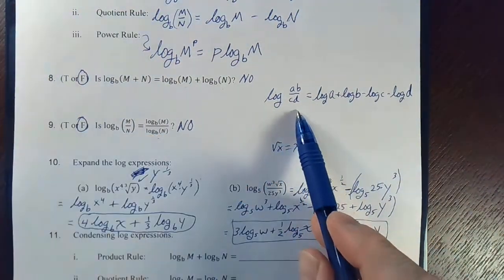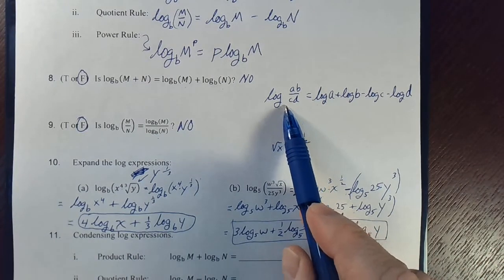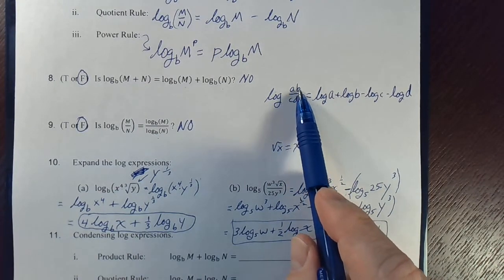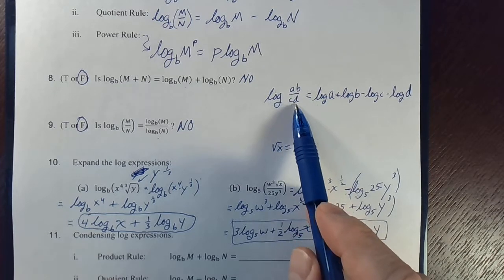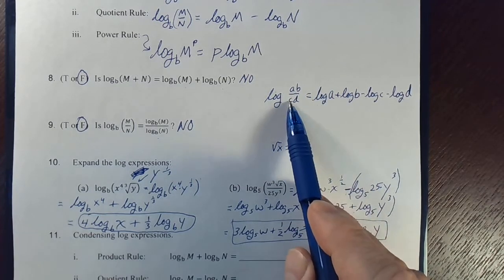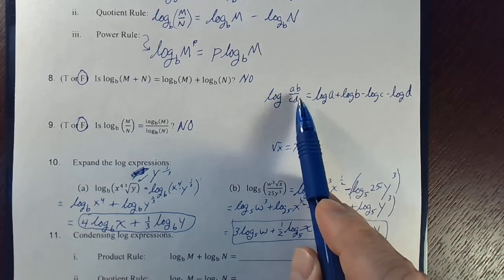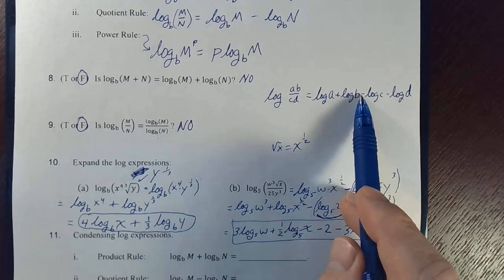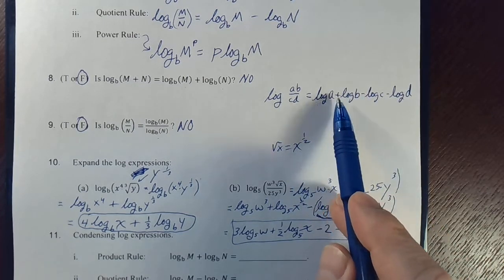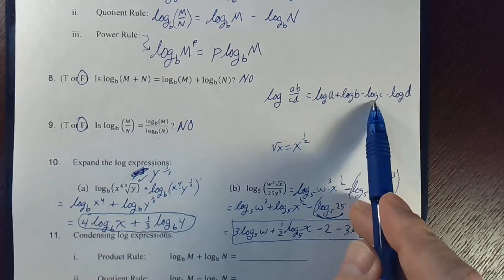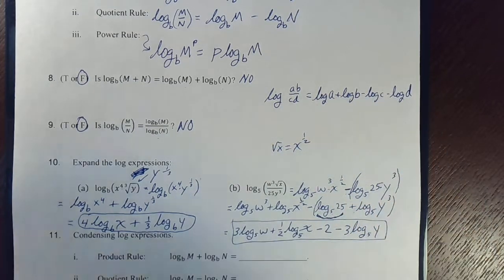So if you'll just remember that, it might save you a little bit of time. When you expand something like this, you've got two things multiplied upstairs, two things multiplied downstairs. The two things that are multiplied, when you expand them, they get minus signs in front. So log of A plus log of B, minus log of C, minus log of D.